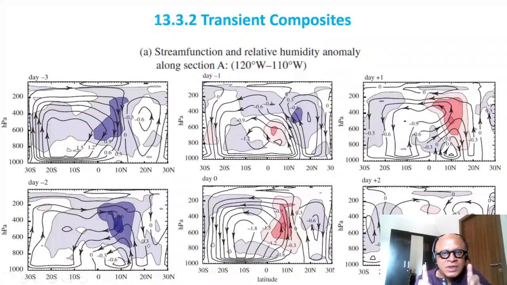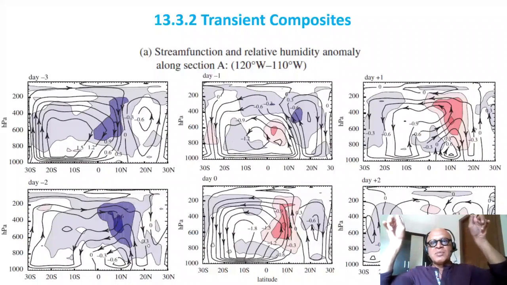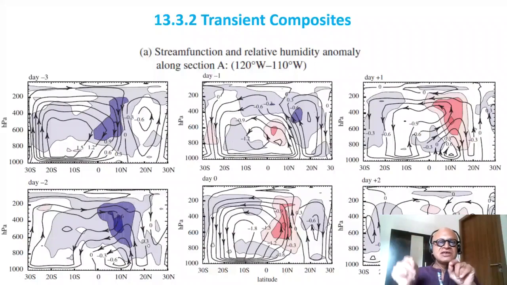So remember, there is the Hadley cell, which is the mean meridional circulation, which always has rising motion in the tropics and divergence in the upper atmosphere and sinking in the subtropics. We are talking about transients within that. Okay, so within the mean kind of circulation, mean is basically averaging over time. So that mean is made up of these transients at high frequencies, like 4 to 8 day time scales, which is what we are looking at.